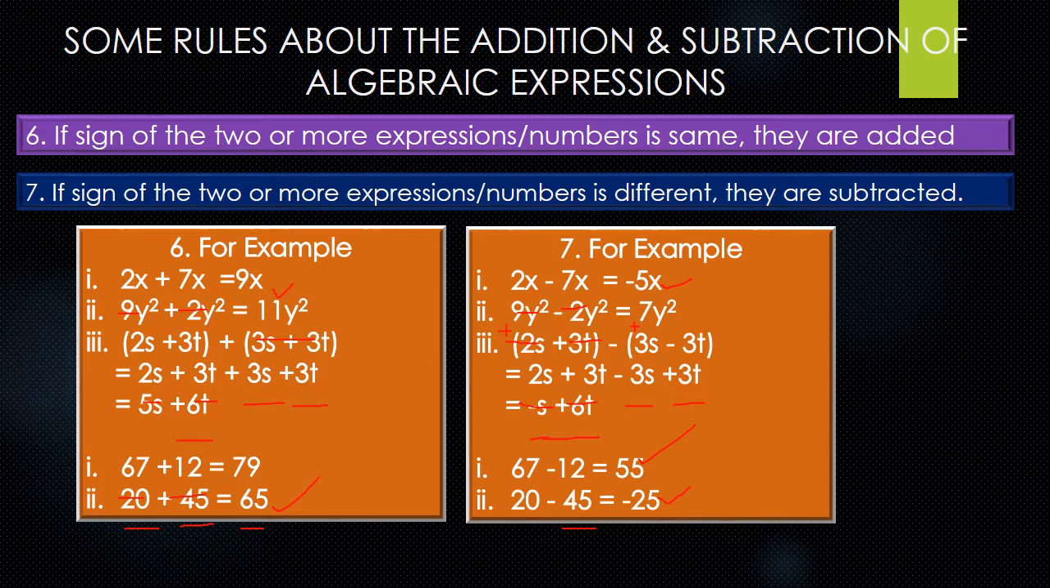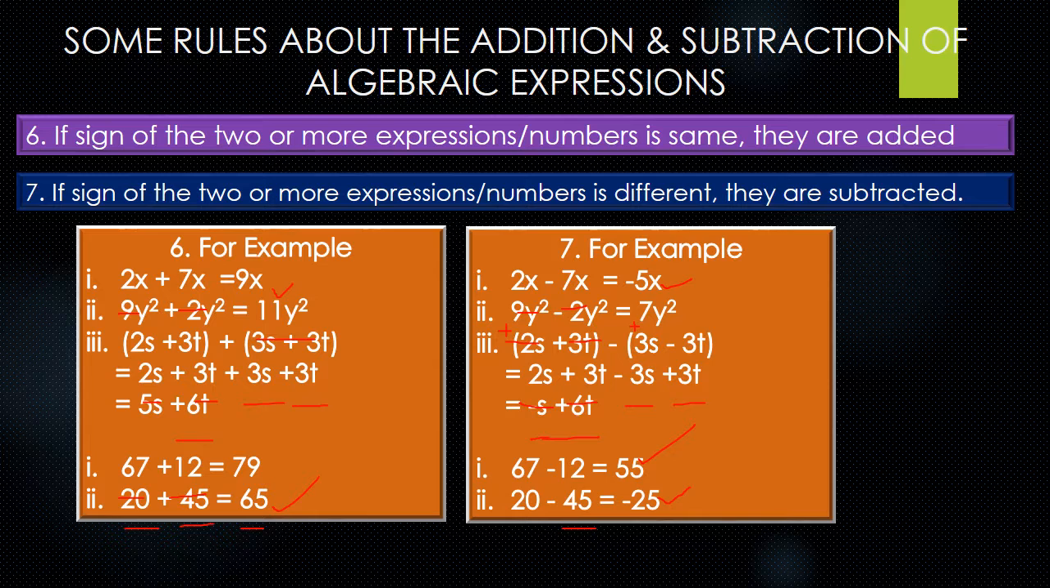Here you look at 2x plus 7x, both are like terms and both are positive. So I will add them and the answer will be 9x. 9y square plus 2y square, both are positive, and the answer will be 11y square, because we add the coefficients only in addition. 2s plus 3t plus 3s plus 3t. Here 2s and 3s are like terms and positive, so I will add them into one term, 5s. 3t plus 3t are like terms and positive, so I will add the coefficients and I get 6t.